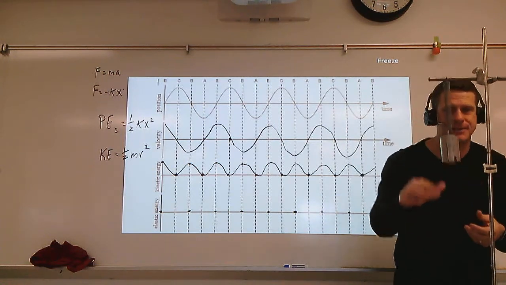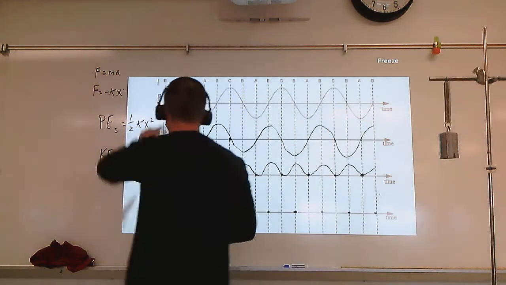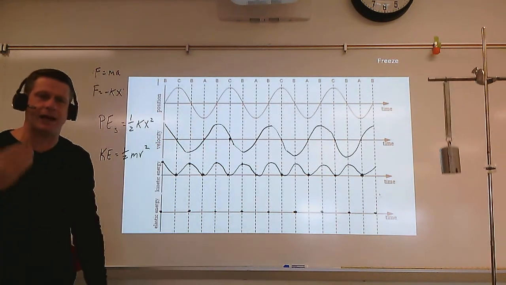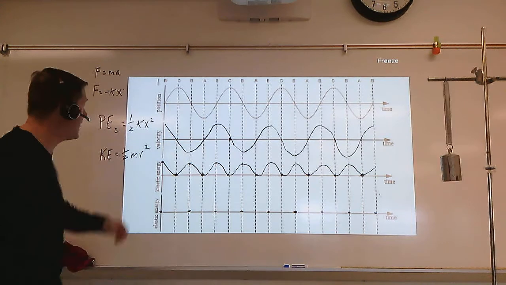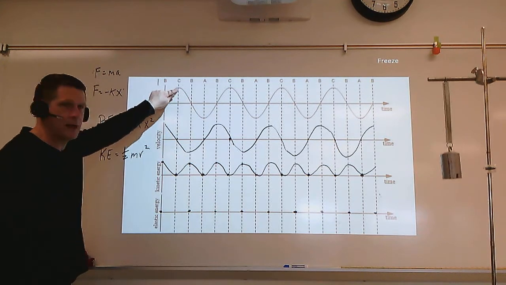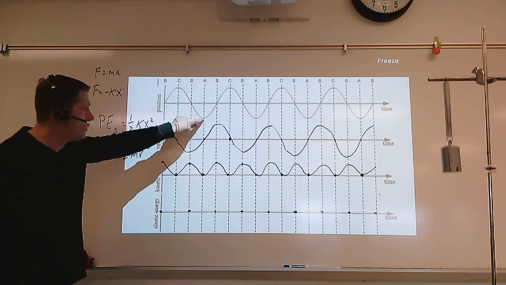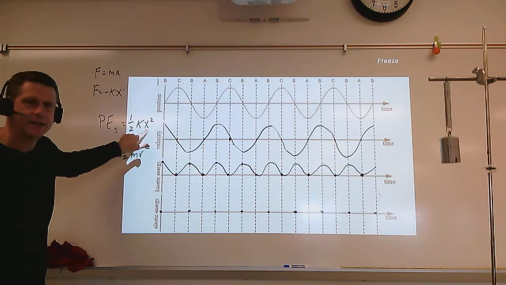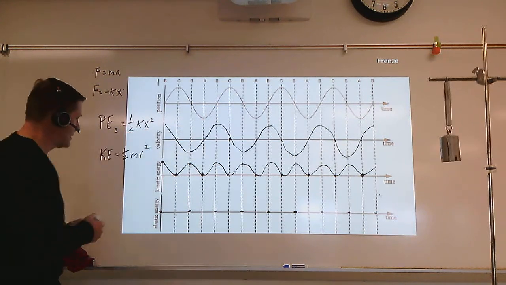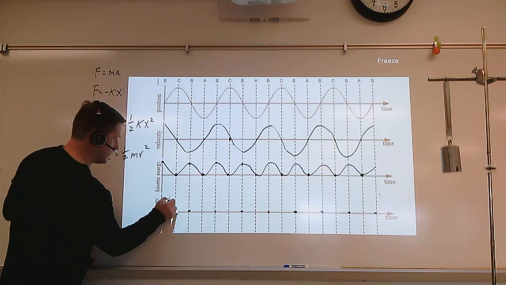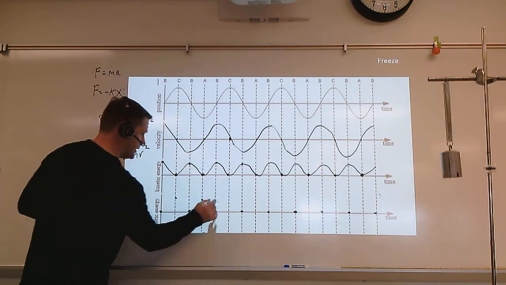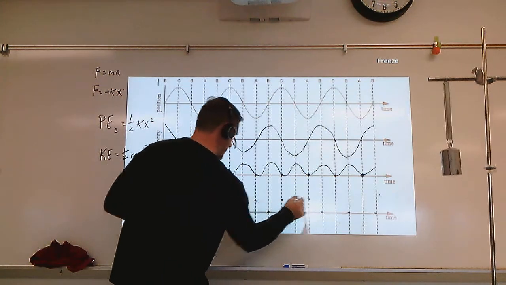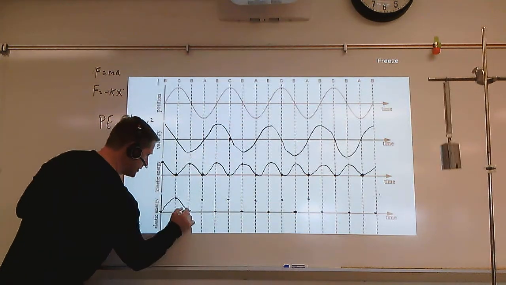So at the tops and bottoms of this oscillation, here and here, we're going to have our maximum elastic potential energies. Now again, whether that position is a large positive number or a large negative number, I have to square that x. And if I square that x, I'm always going to end up with a large positive number. So my graph for elastic potential energy is going to look like this.